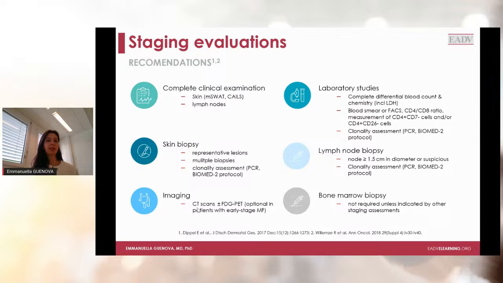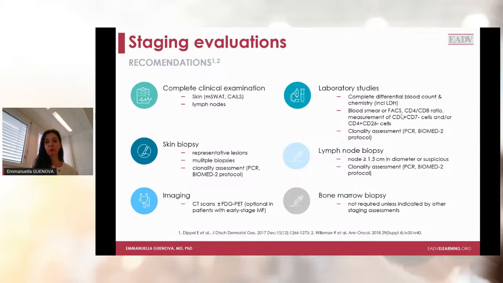Imaging with CT scan and PET-CT is optional for patients with early stage disease and recommended for patients with advanced stage disease. For the laboratory studies, and this is very important regarding the diagnosis of Sézary syndrome, recommended is complete differential blood count and LDH, as LDH is one of the prognostic markers for the disease.